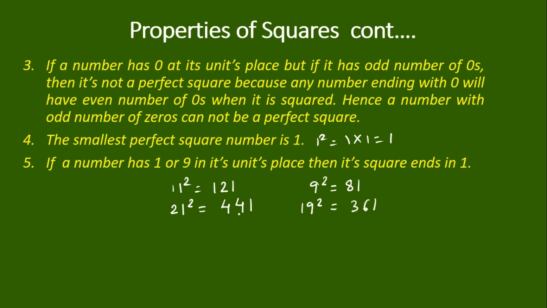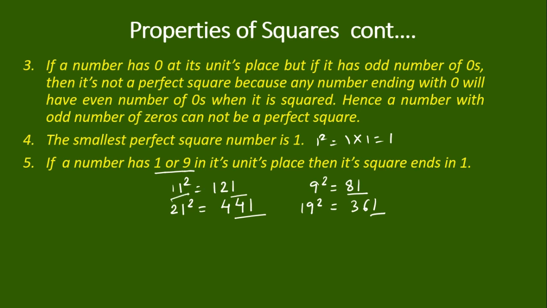So what do you see? In all these numbers, in the units place, you can see 1 is there. So we can conclude that if a number is having 1 or 9, and if you take a square of that number, then the squared number will have 1 in its units place.